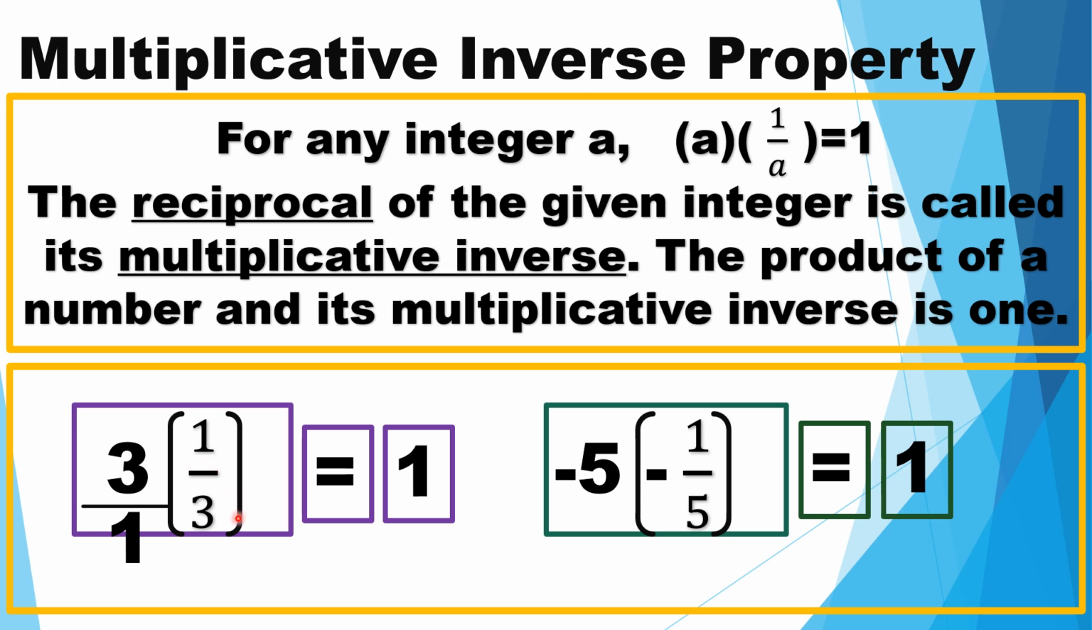Ganon din dito sa kabila. Yung denominator ng negative 5 is 1. Then, reciprocal niya or yung multiplicative inverse is negative 1/5. Negative 5 na numerator naging denominator. Then, yung positive 1 na denominator naging numerator. So, yung reciprocal or multiplicative inverse ng negative 5 is negative 1/5. So that is multiplicative inverse property. The product of a number and its multiplicative inverse is 1.